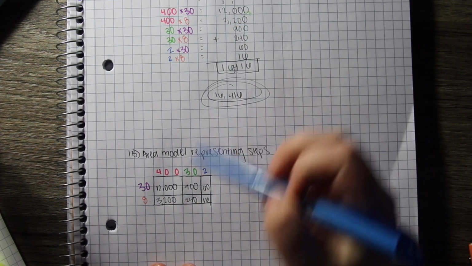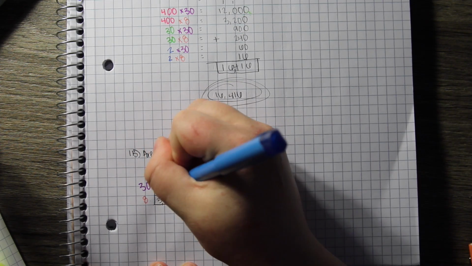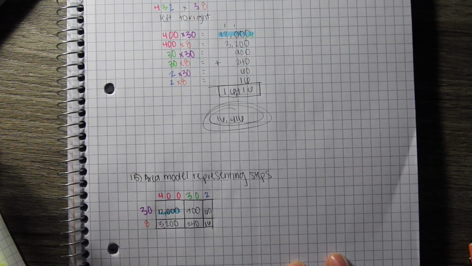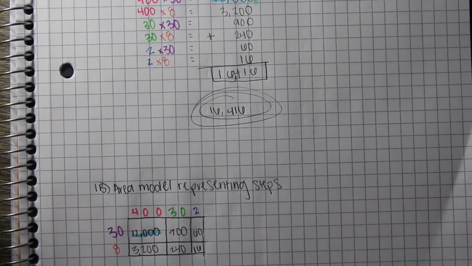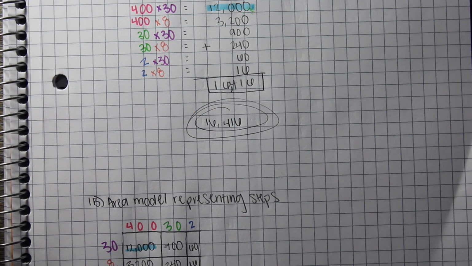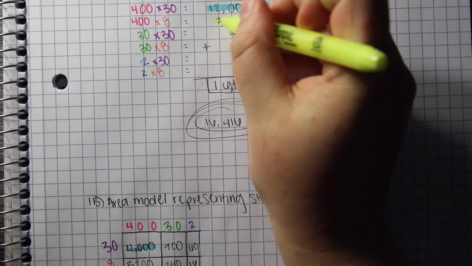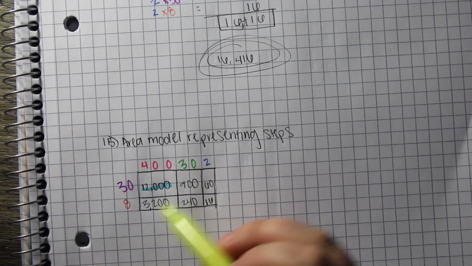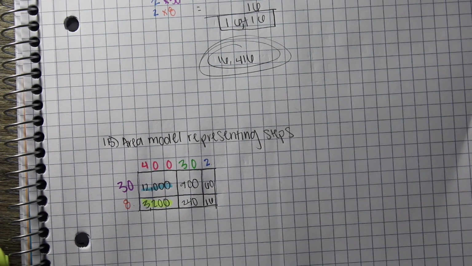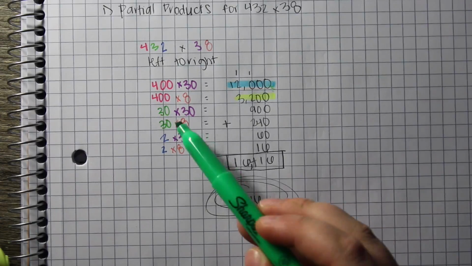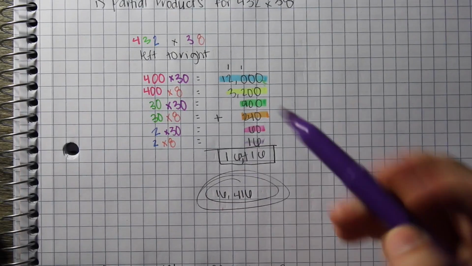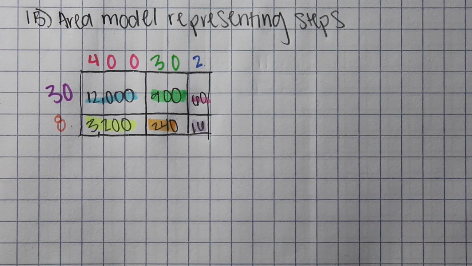Now I'm just showing once again that we did use the same steps. So in blue, I'm highlighting the 400 times 30 step in both the partial products and the area model. I'm also now highlighting the 400 times 8 in yellow, which was 3,200. I'm doing this in both the area model and the partial products to show that we use that step as well. And then I just keep going with different colors to just prove that I did use all the same steps within the area model as I did in the partial products.